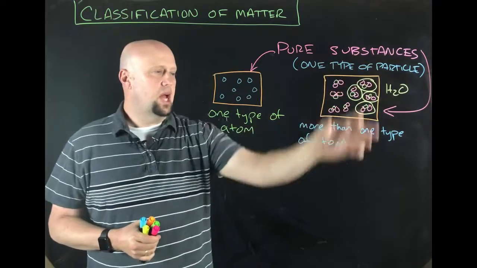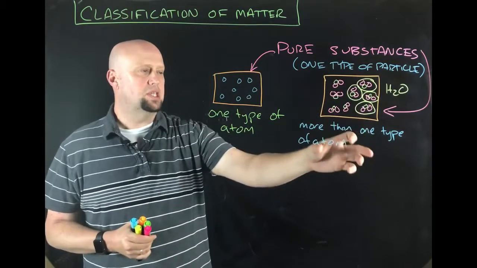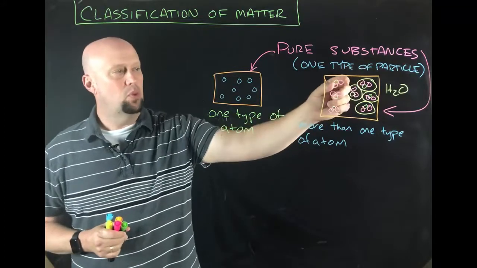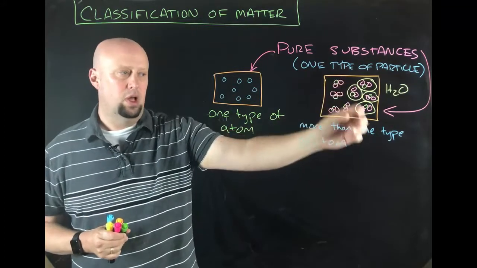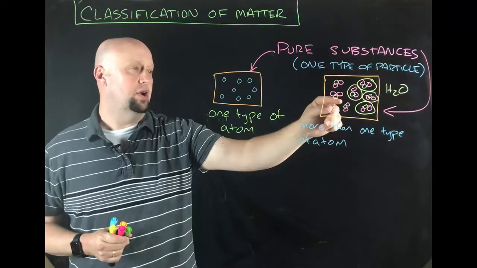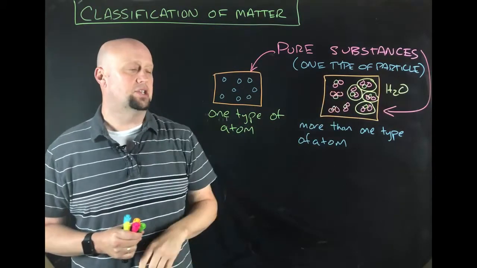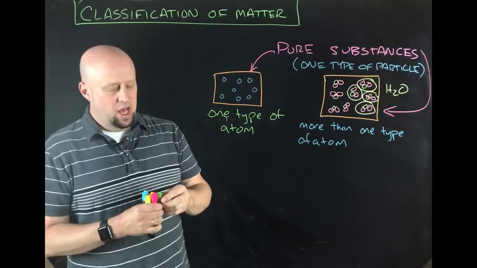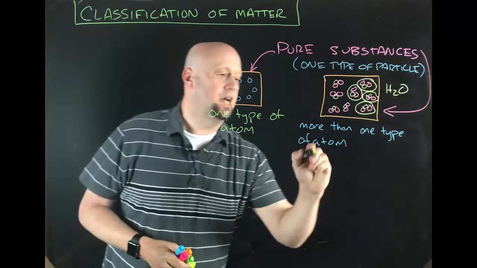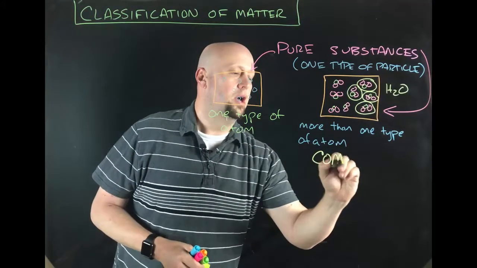And so the type of pure substance where you have more than one type of atom, and this is what's confusing sometimes for students, there's one particle, the molecule, but there are different types of atoms within that molecule. So there is an oxygen and 2 hydrogens within that. And of course, so what do we call that? Well, those you may remember from previous science classes, those are called compounds.